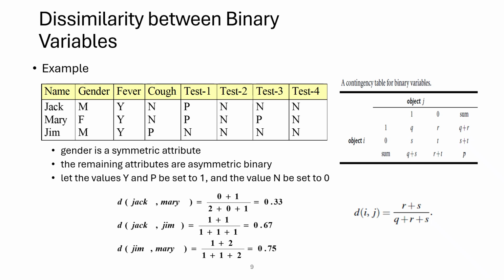This is the formula for the dissimilarity of the asymmetric variable. Let us first find the dissimilarity between Jack and Mary. My first term is r, which needs object i to be 1 and object j to be 0. So let us find the 1 and 0 cases. Here for Jack and Mary, yes is 1, this is 1 and this is 1, so it comes under 1 and 1, and I cannot do anything here.